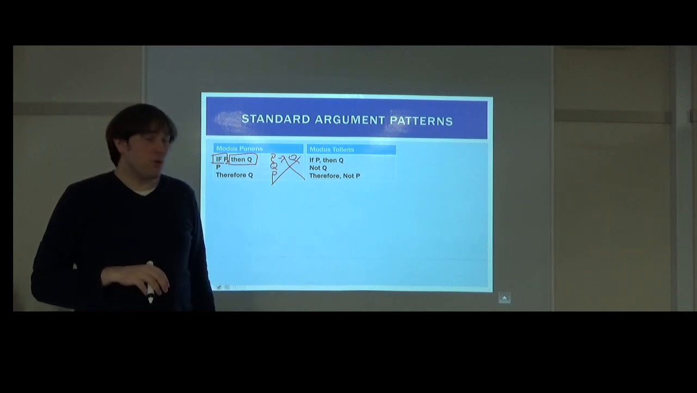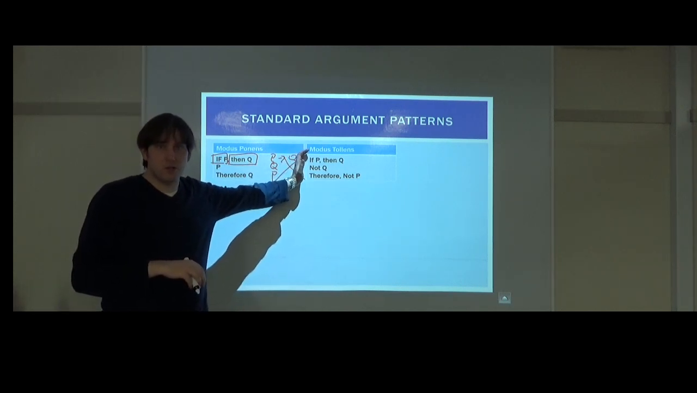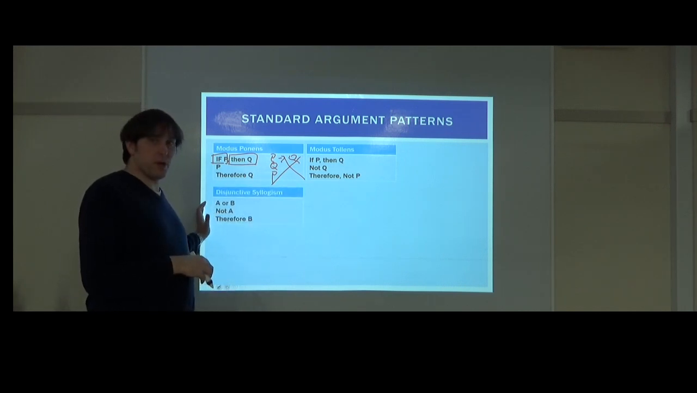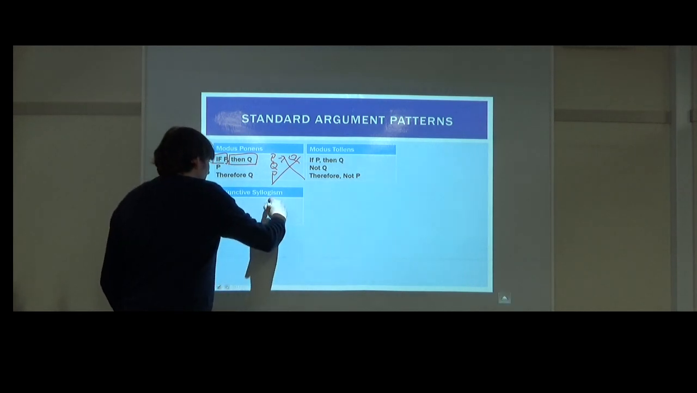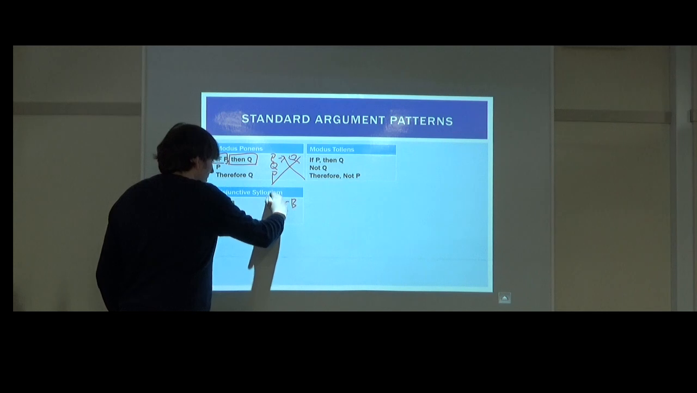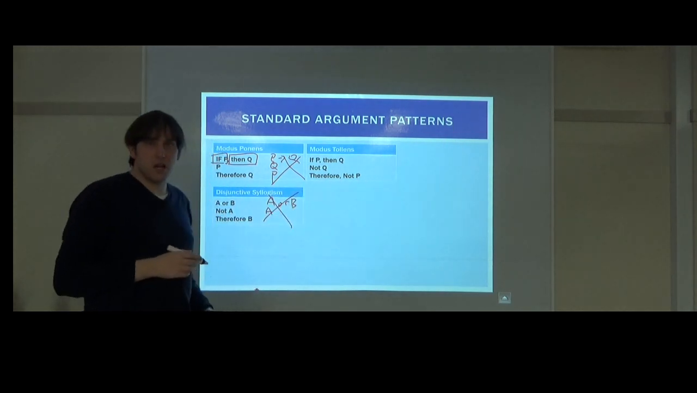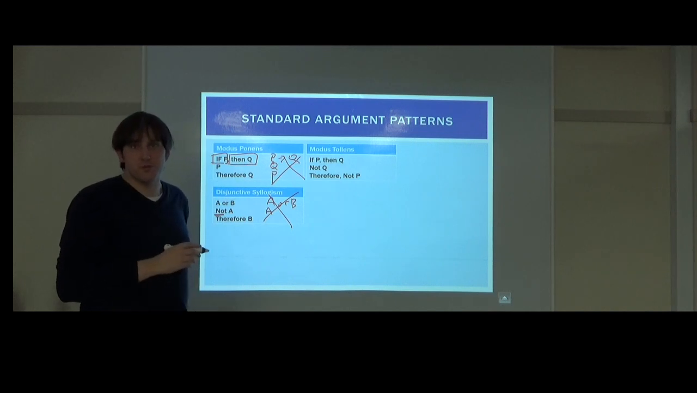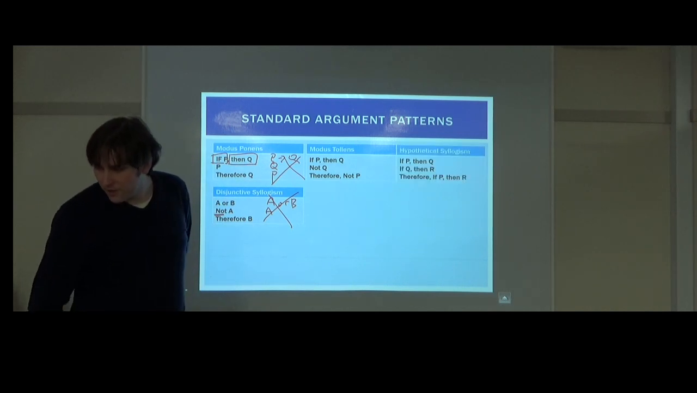We also have modus tollens. Modus tollens, if P then Q, not Q therefore not P. Disjunctive syllogism, A or B, not A therefore B. Again, be very careful. A or B, A means nothing. So we need to have a negation. The second one must have the word not in order for it to be disjunctive syllogism.